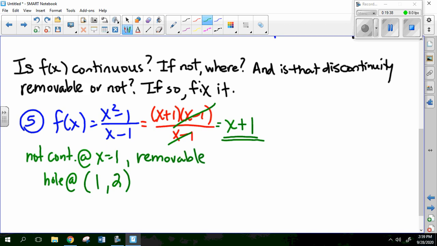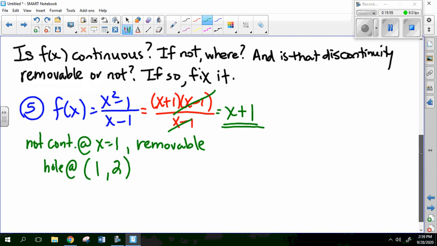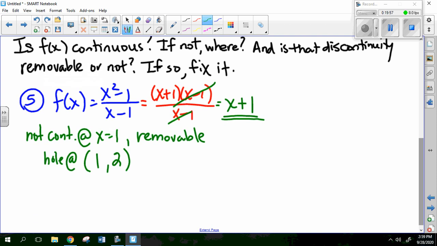I'm just going through and answering the questions. Is it continuous? No. Where? At x equals 1. Is it removable or not? Removable. The reason I wrote down the hole is because that's going to help us fix it. And what I mean by that is we're basically going to rewrite the original function as a piecewise.